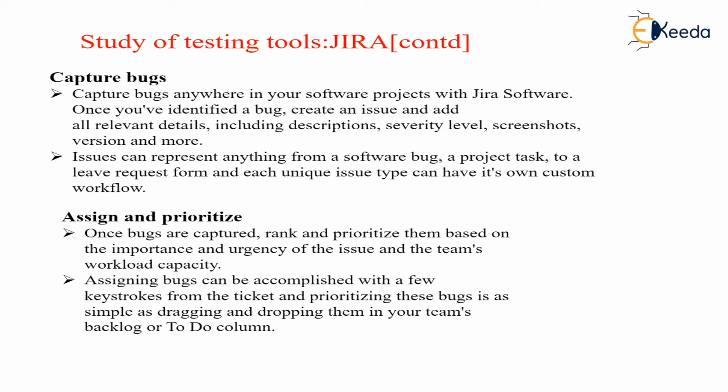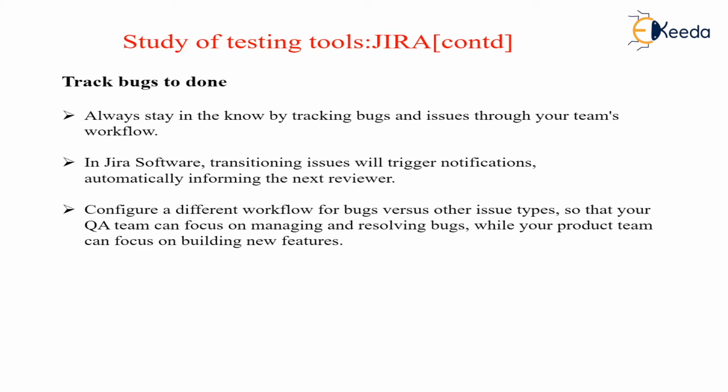From a ticket, the ticket is generated, right? If it is high, it has to be fixed or repaired within no time. If it is low, it will take some time. First, it will repair all the severe ones. Assigning a bug is as simple as dragging and dropping it in your team backlog. Then you have track bugs to done.